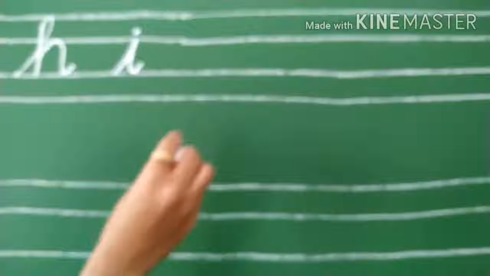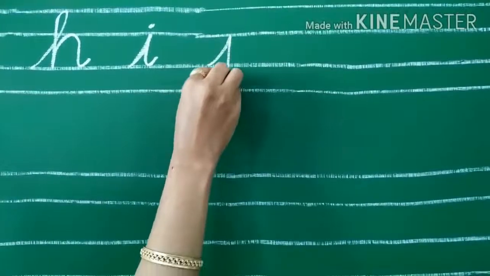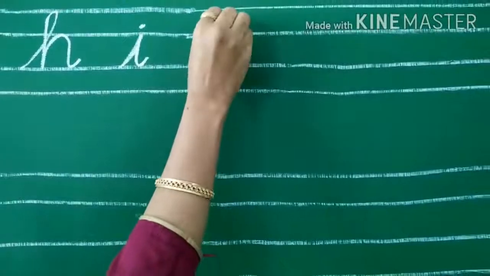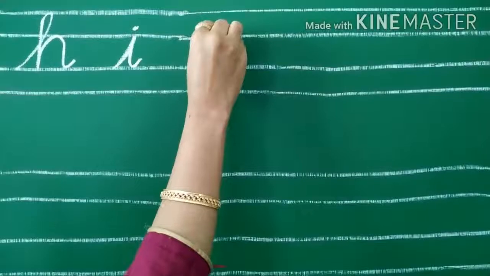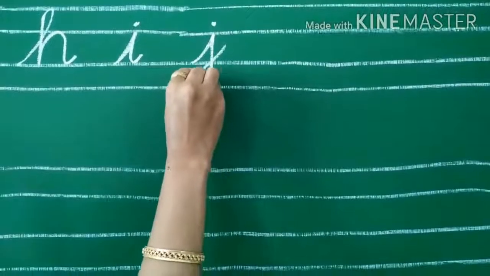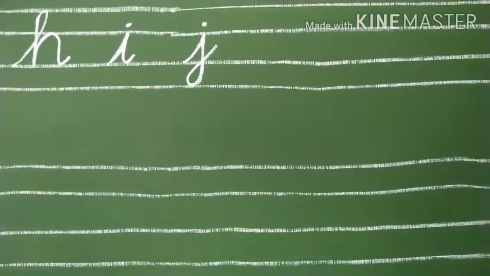It's J. To write J, put a curve and draw a straight line ends with a knot and keep a dot on the top. Put a curve and draw a straight line ends with a knot and keep a dot on the top. It's J. What comes after J? It's K.